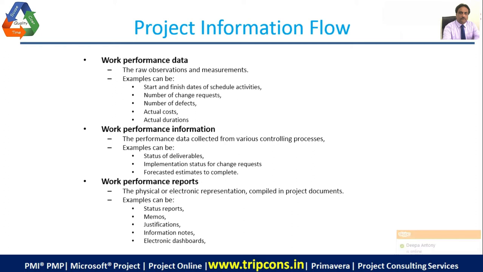Information is the interpretation. Like in a project, we have start date, finish date, the number of change requests, the number of defects. These are just figures. They don't mean anything unless we have something to compare against. When I compare the actual start date against the planned date, I get a variance, and when I interpret the variance I get the status, where I say the task is on time, the task is late, the task is earlier. So that is the information. When I write down status reports, memos, justifications, information notes, that becomes a report.